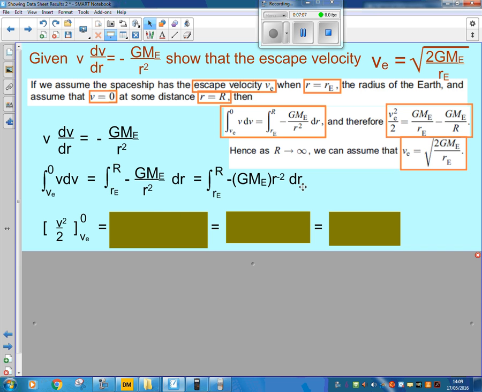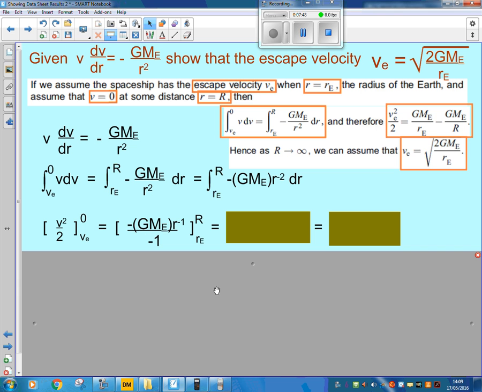Now let's integrate this one here. Same idea. This part is all constant. That will stay the same for minus GME. But this, I increase the power by 1. Minus 2, when I increase it by 1, goes up to minus 1. But then I have to divide by the new power, so I divide by minus 1. So you see I've got the minus GME as before, but r to the minus 2 goes to r to minus 1 because I increase minus 2 to minus 1, divide by the new power, divide by minus 1. Here are my limits, R and RE.